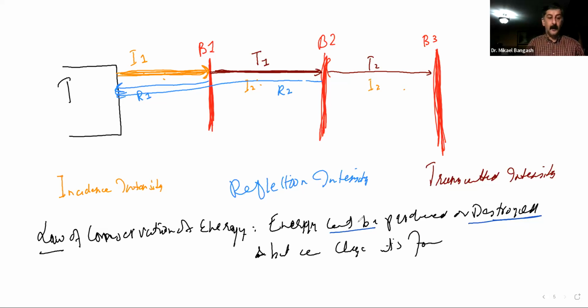Now, mathematically, how will we prove that? That is mainly going to be proved by saying that the intensity of the incidence here is always going to be equal to the intensity of the reflection and the intensity of the transmission.